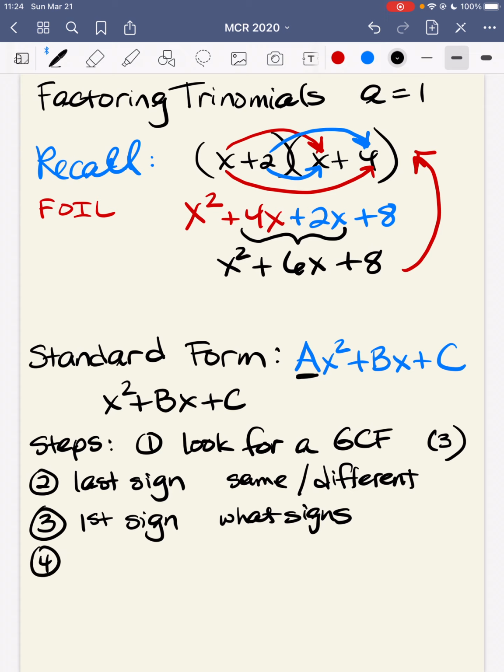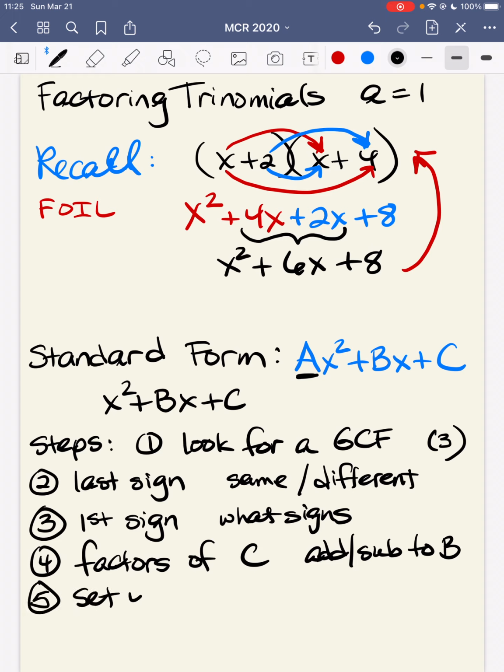Then I want to go ahead, I want to look at factors of my C. Okay. And I want to look at factors of C such that they either add or subtract, depending on what I have, to B. Okay. And this is slightly different when A is not equal to 1. We're going to talk about that when we get there. So for right now, we're just looking for factors of C that either add or subtract and give me b.